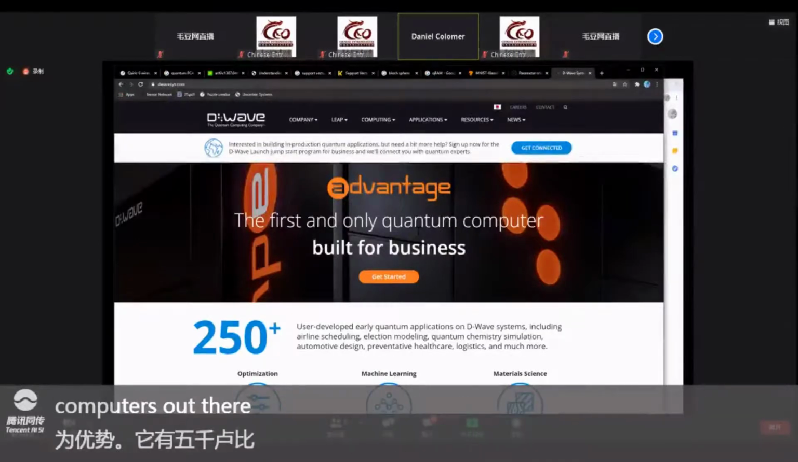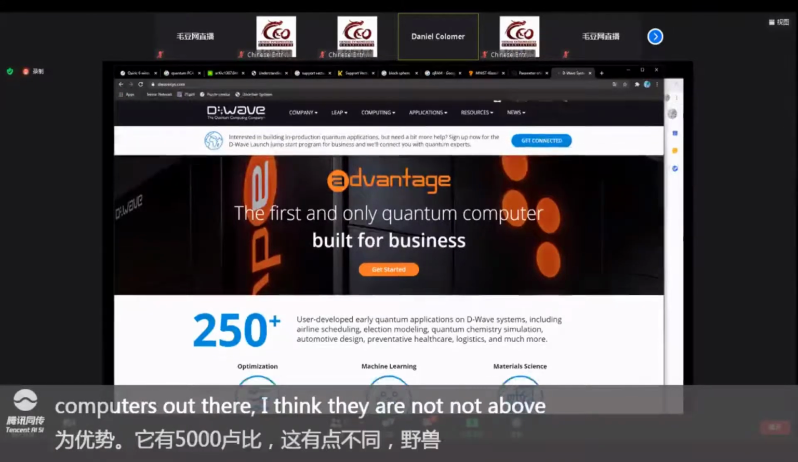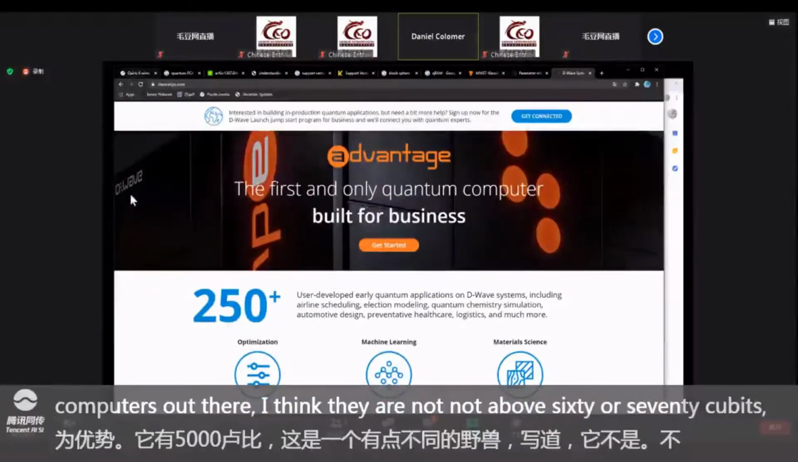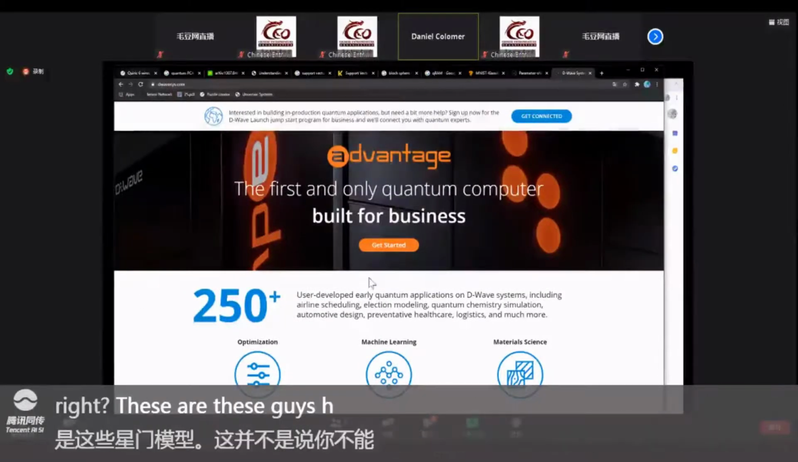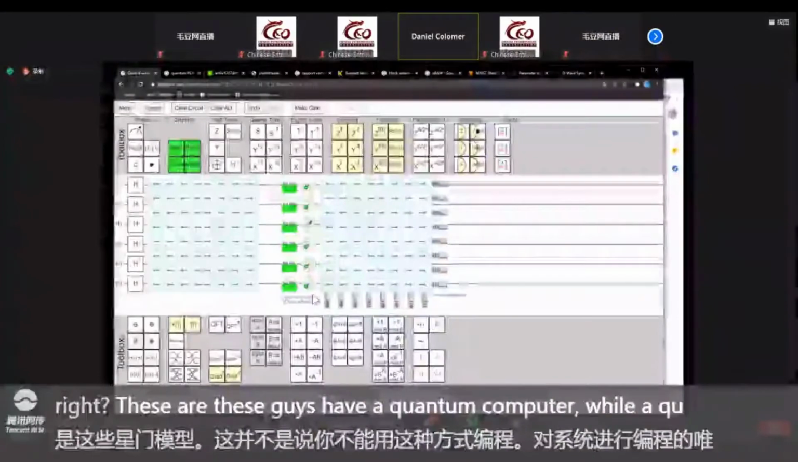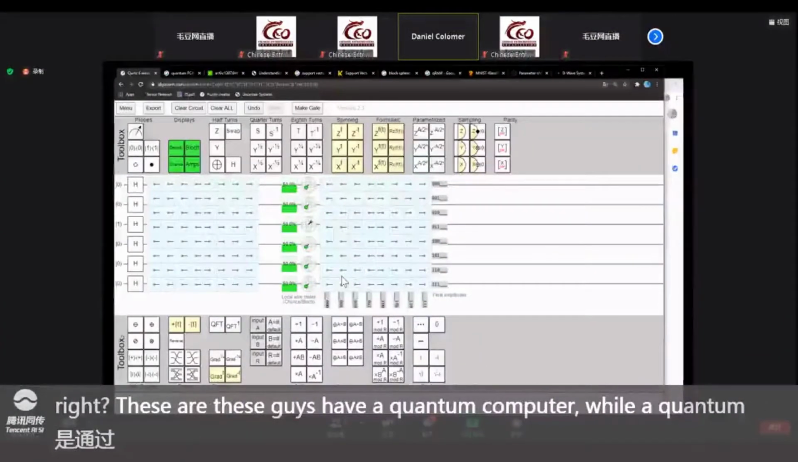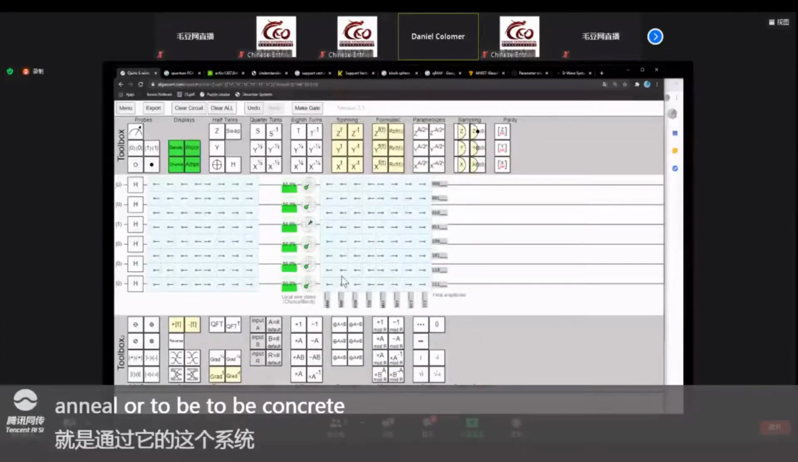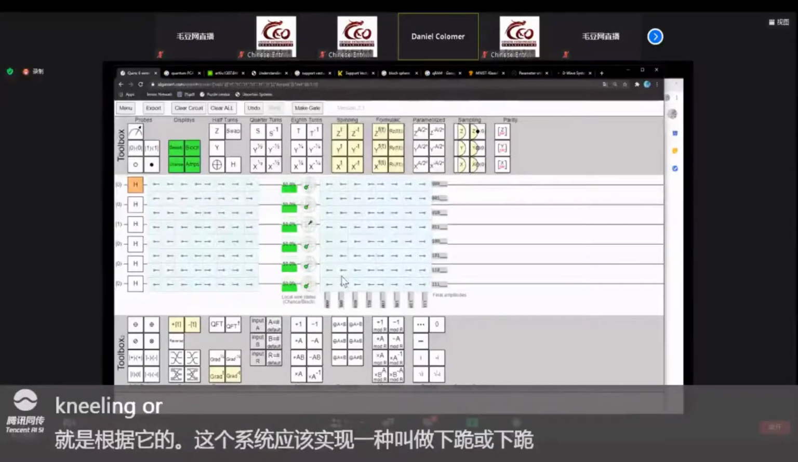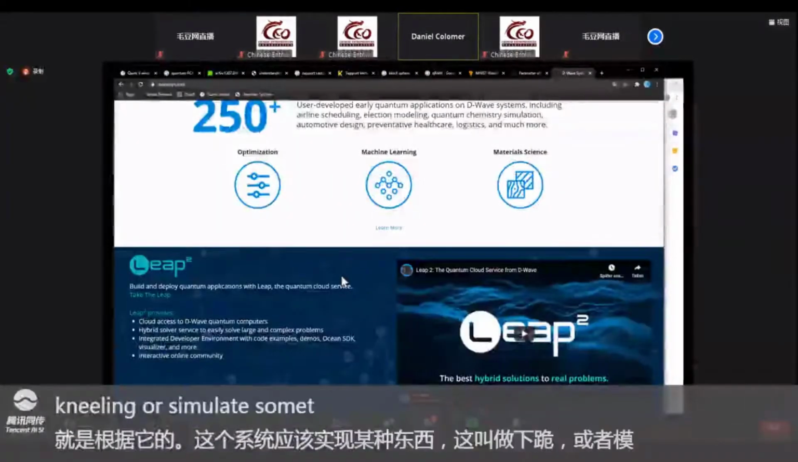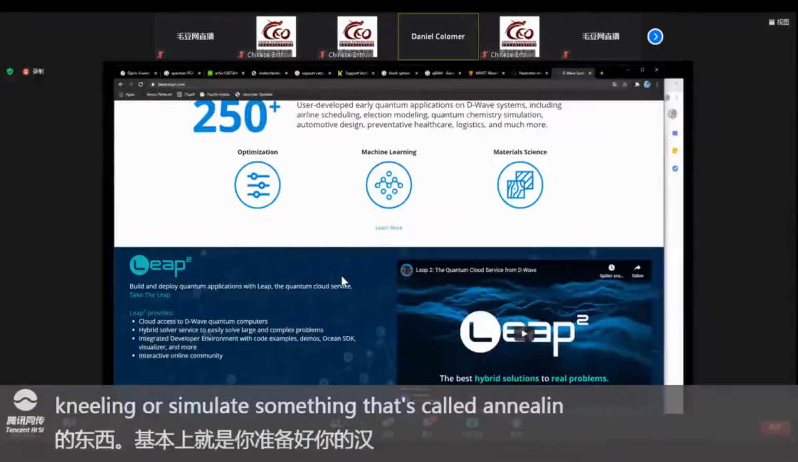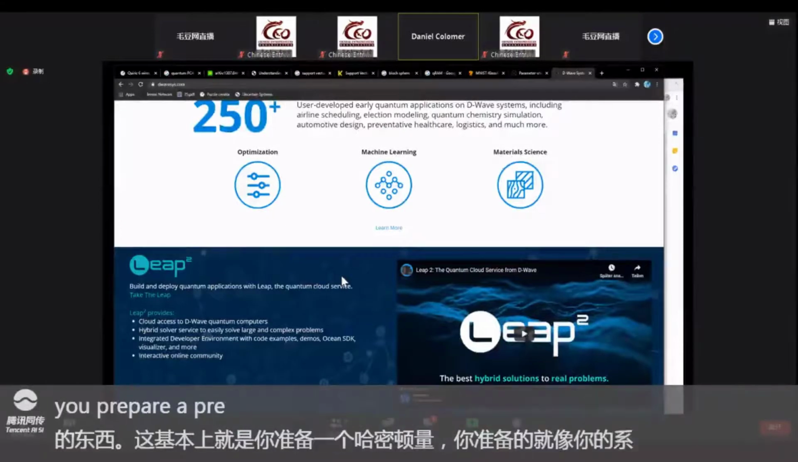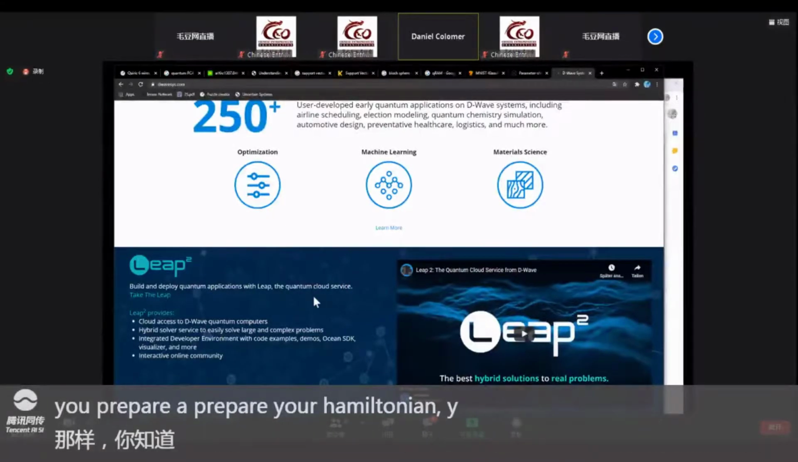So it's not this gate model. You cannot program it this way. The only way that you can program this system is that it's supposed to implement, or simulate, something called annealing, which is basically you prepare your Hamiltonian, you prepare your system state, a state that you know about, for example, an equal superposition.